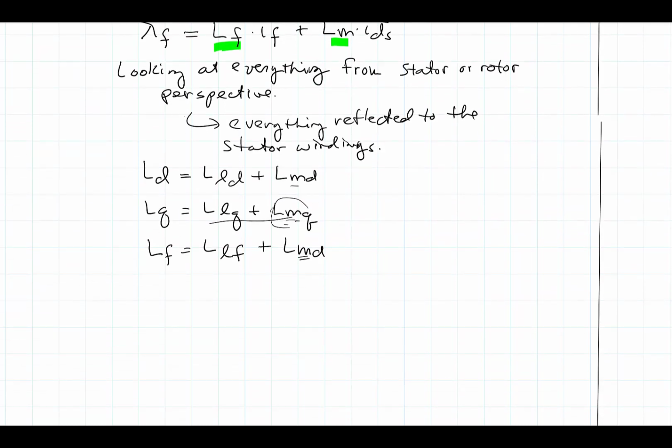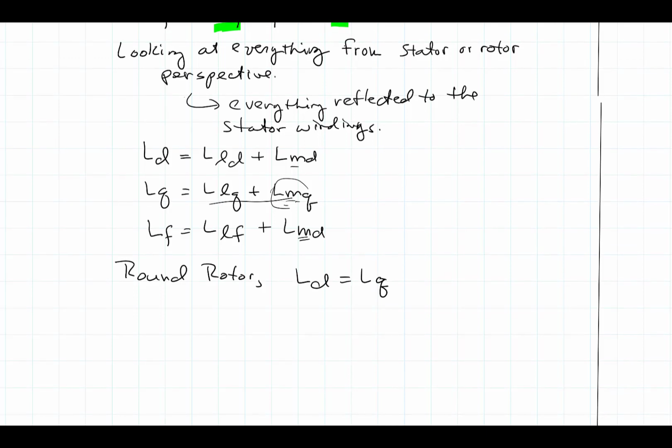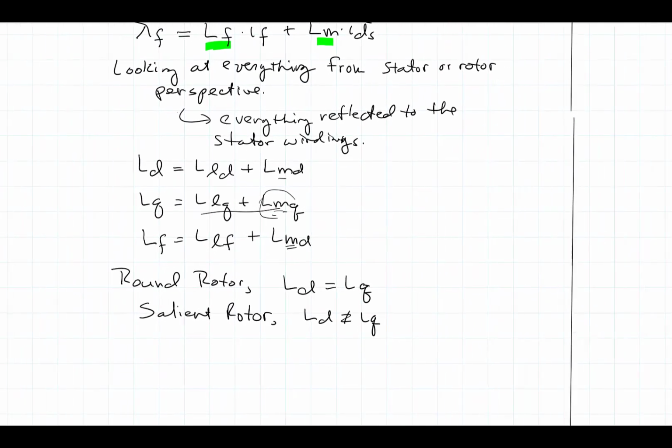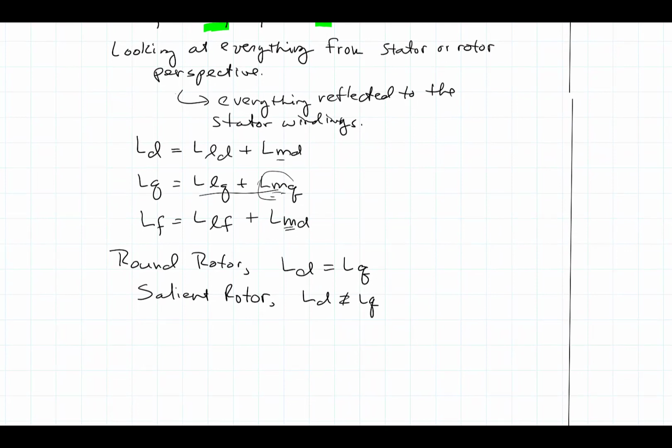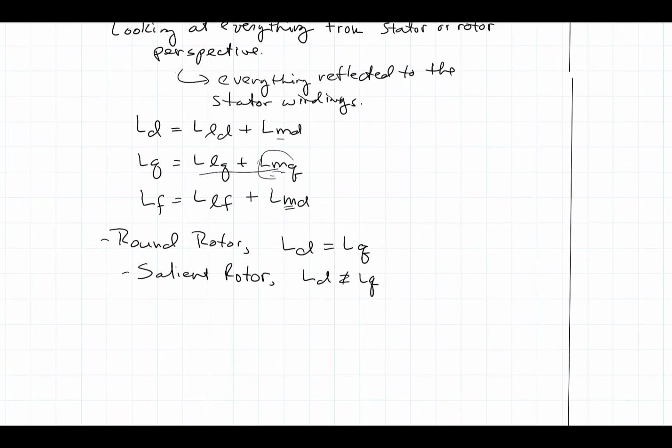Another point is that if you have a round rotor, which is what we had assumed, LD is equal to LQ. If you have a salient rotor, then LD is not equal to LQ. They're going to be different by some variation. We don't have time in the class to go into round versus salient. That's something you can delve into if you're interested.